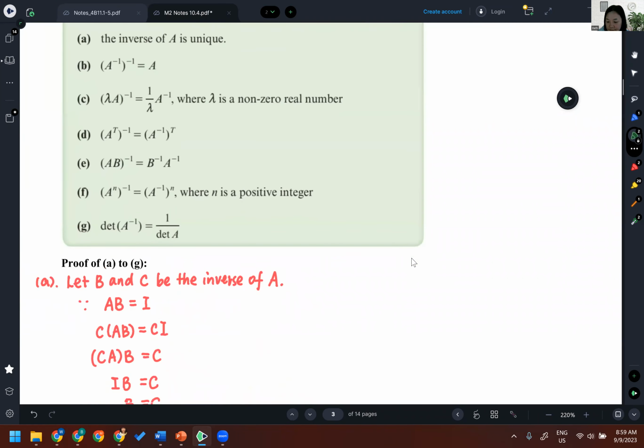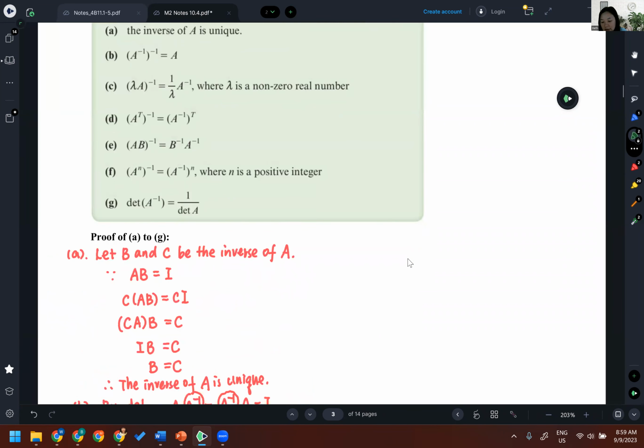D. The, what's the name? Transpose. The transpose inverse is the inverse transpose. Let's find out. D. Let's say the transpose times the inverse transpose. What is it equal to?